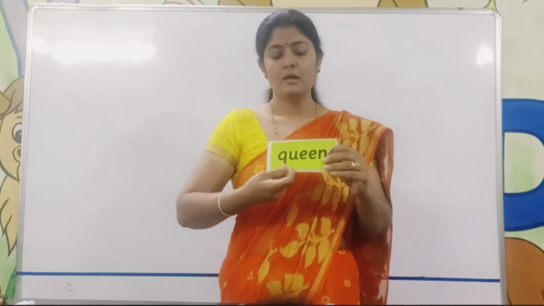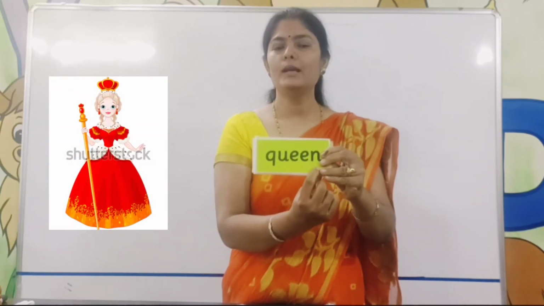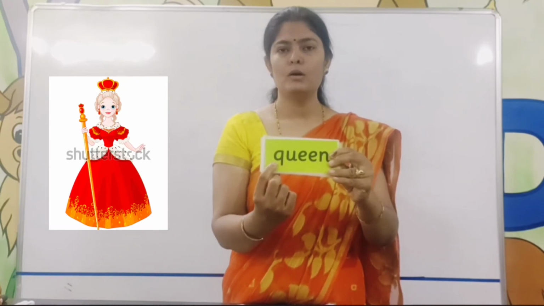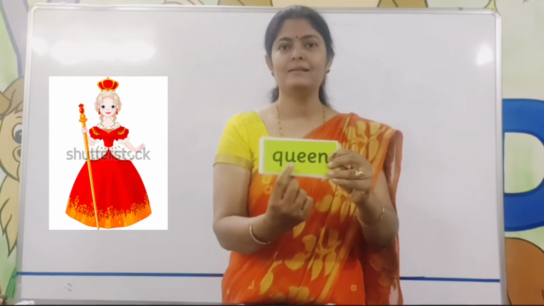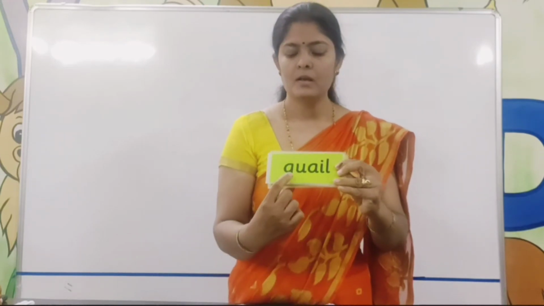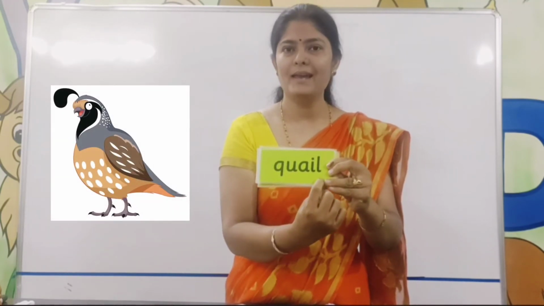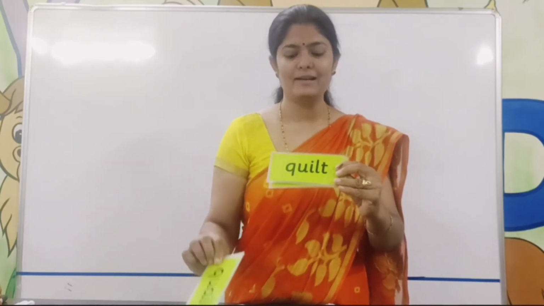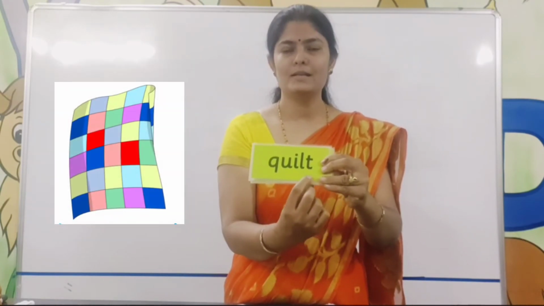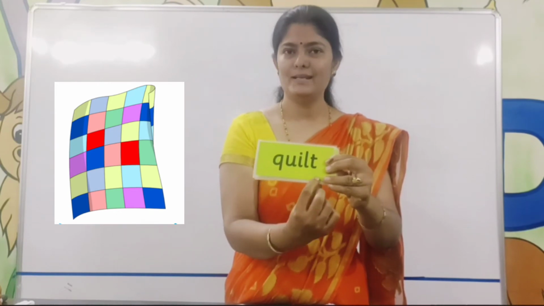Look. Qua, e, n, queen. Qua, double E is long one. Qua, e, n, queen. See the next card. Qua, a, il, quail. Yes, you are right. Qua, i, l, t, quilt. Quilt.